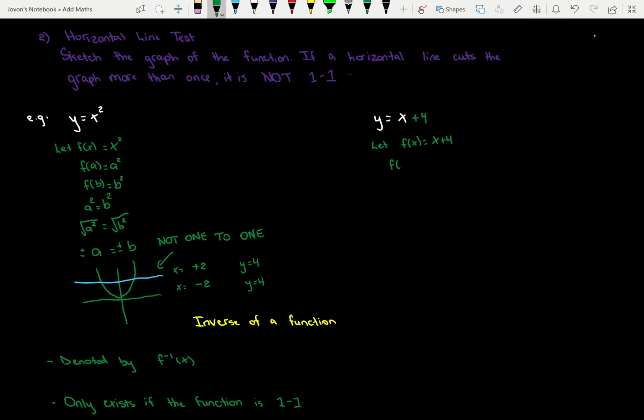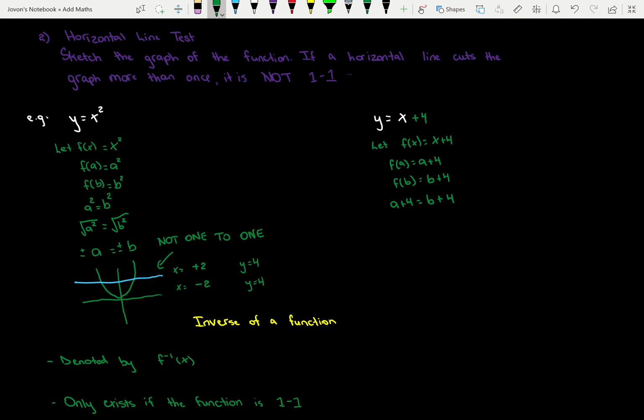Therefore, f of a is equal to a plus 4. f of b is equal to b plus 4. Next thing we do, we put them equal to each other. a plus 4 is equal to b plus 4. And then we try to see if we get a equals b.